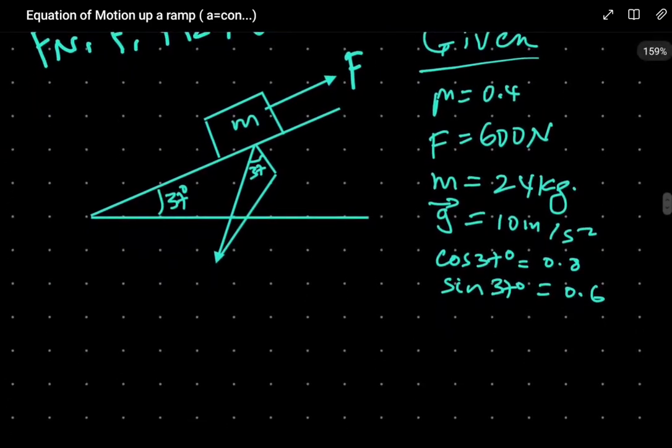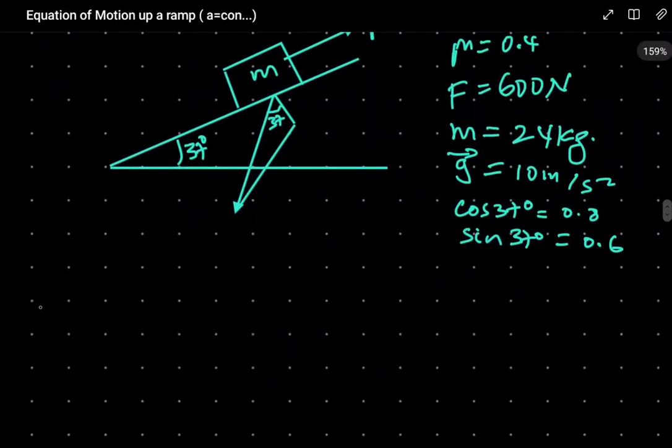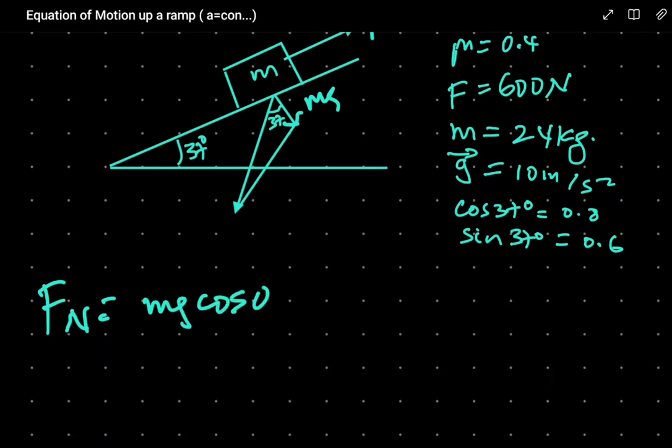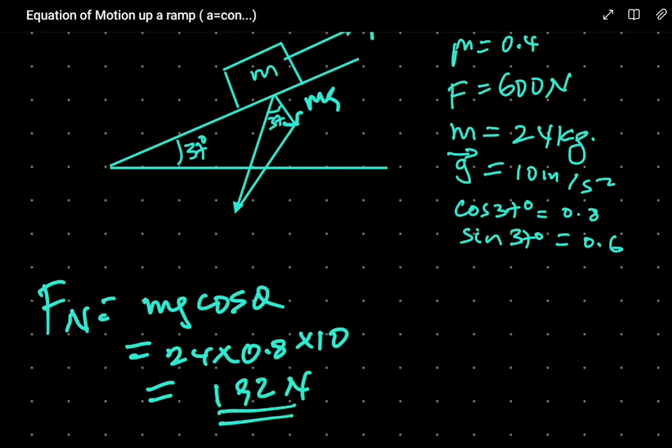Now let's do the first, the normal force. So remember, the normal force on a ramp is usually the cosine component of the weight. This is mg cos theta, mg times cosine of the angle. So this is equal to the mass 24 times the cosine of the angle 0.8 times the g is 10. The result is 192 Newton. All right, that's the normal force, sorry. So we have the normal force.